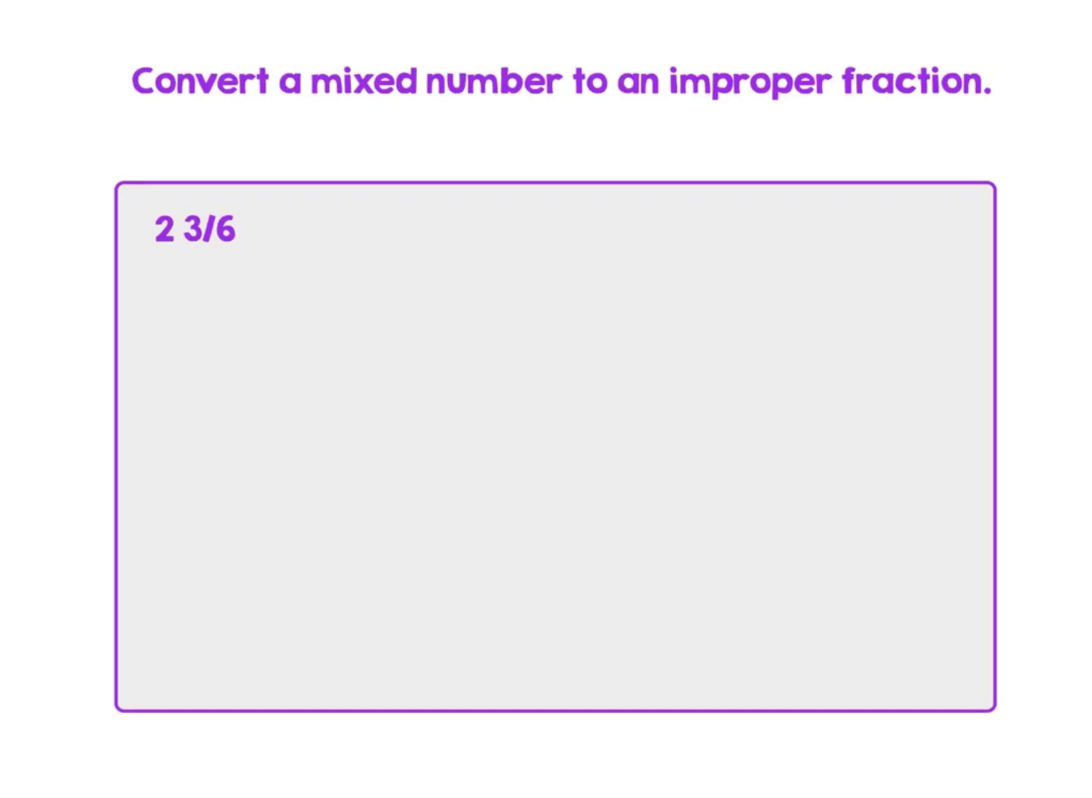On the previous slide, we converted an improper fraction to a mixed number. This time, we're going to start with the mixed number, and we're going to convert it to an improper fraction. So you need to recognize that this mixed number is the same as this mixed number. I'm going to write it again just so that you can see it with the numerator actually over my denominator.